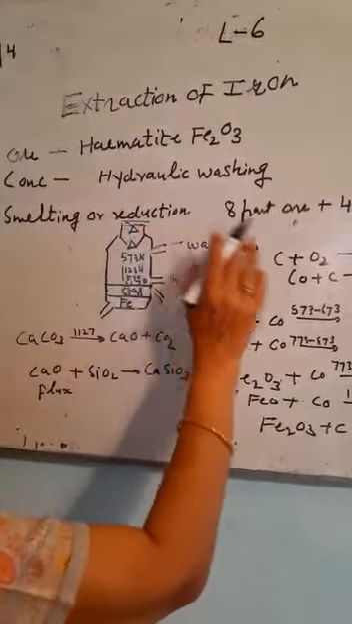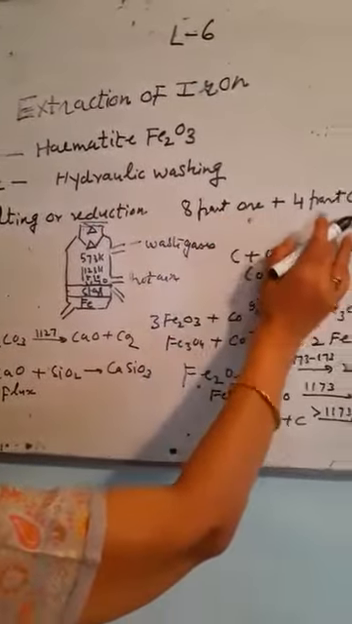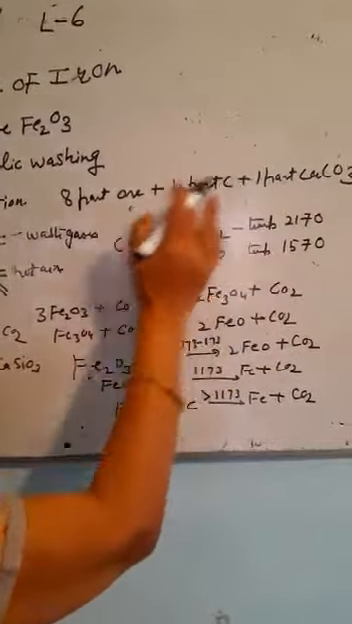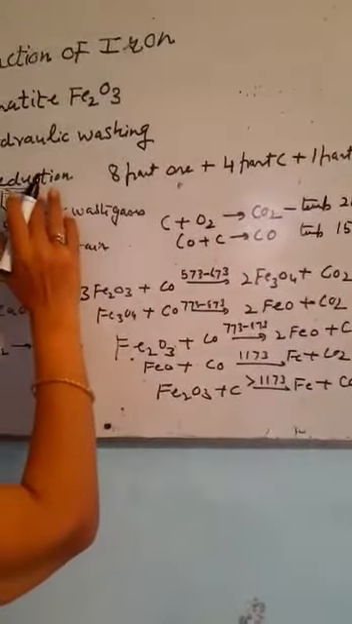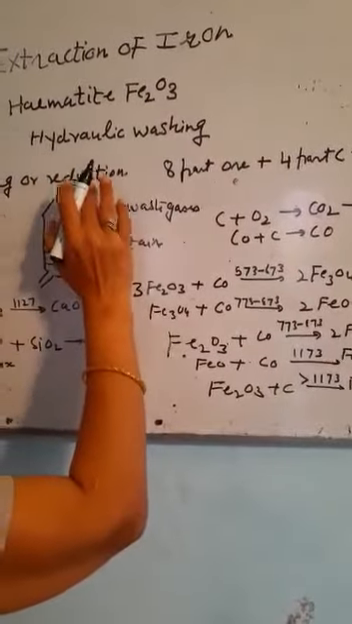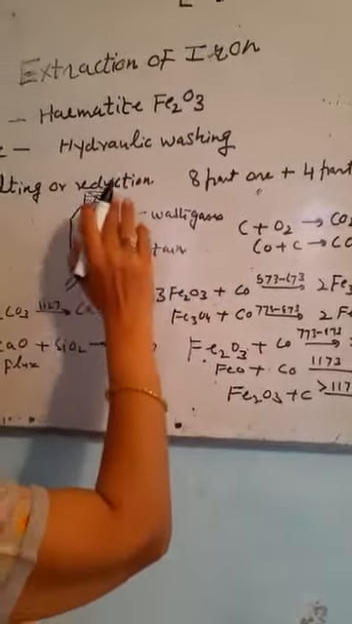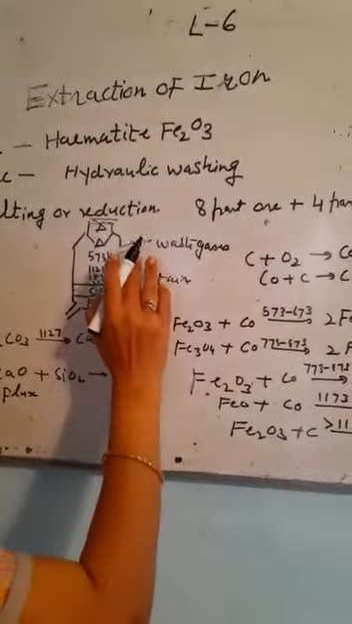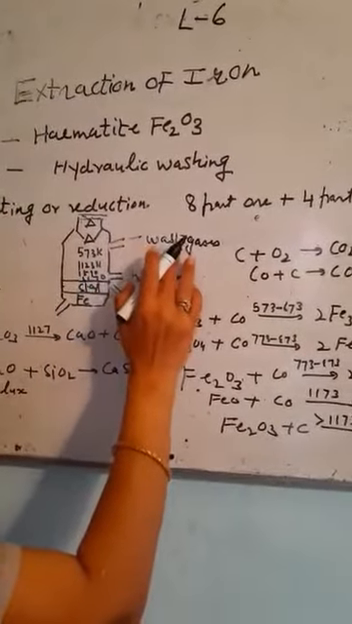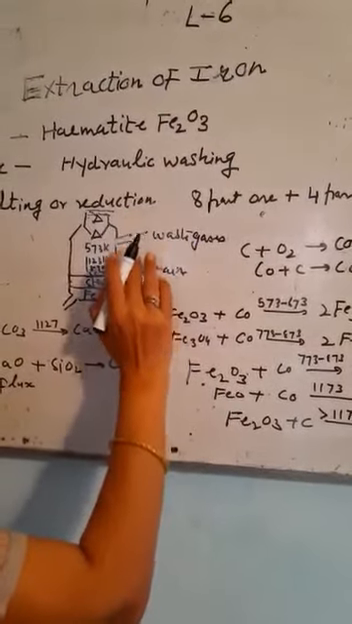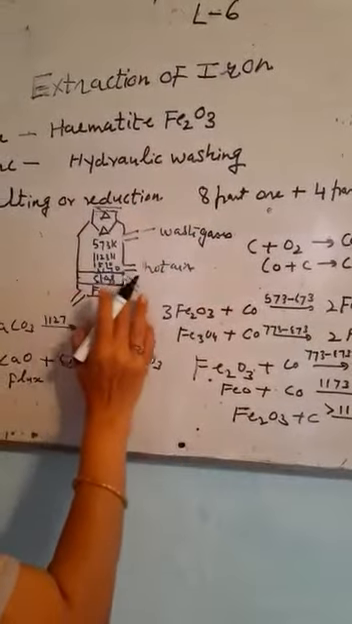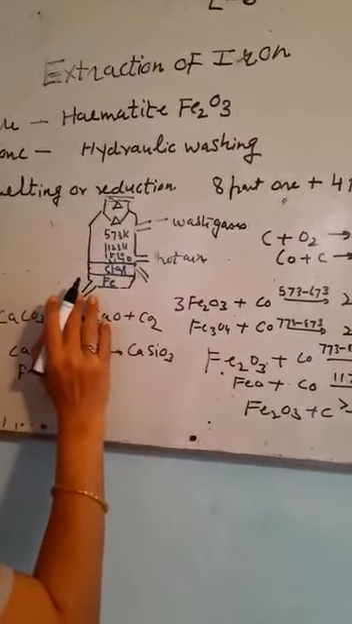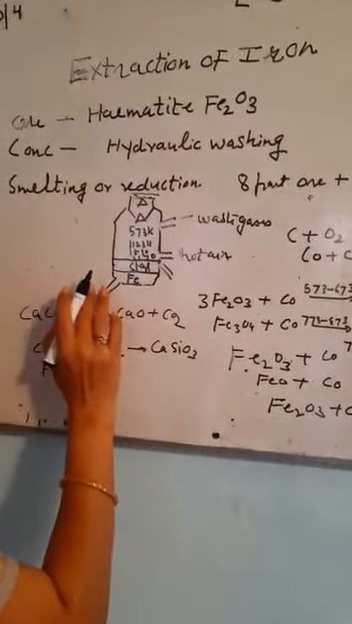In this furnace, 8 parts of ore, 4 parts of coke and 1 part of calcium carbonate are added by an arrangement known as the cup and cone arrangement. At the bottom, hot air is passed. There is an arrangement for taking out waste gases at the top. There is a separate compartment for taking out slag, and a separate compartment for taking out molten iron.